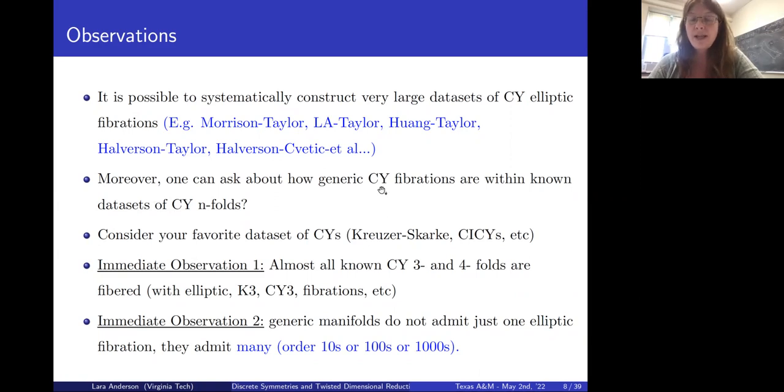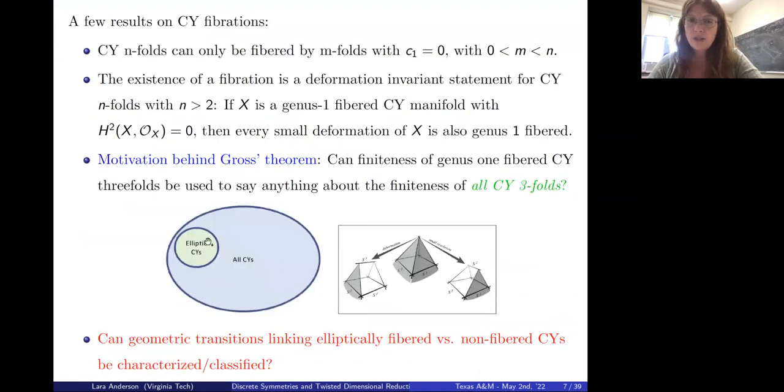And moreover, one can ask how generic are Calabi-Yau fibrations within this broader data set. Effectively, in this diagram I'm drawing here, we know these guys are finite. Here's all the Calabi-Yau backgrounds we could have. We know there's at least 500 million of them, thanks to Kreuzer and Skarke. But you can ask how many of those are elliptic, how generic is this feature? And then how do we start going about trying to learn about general structure from this subset?